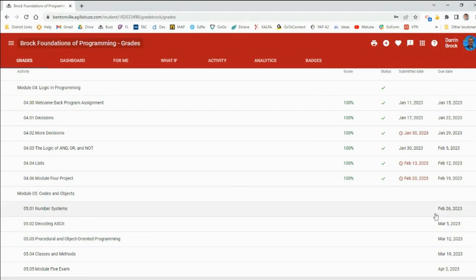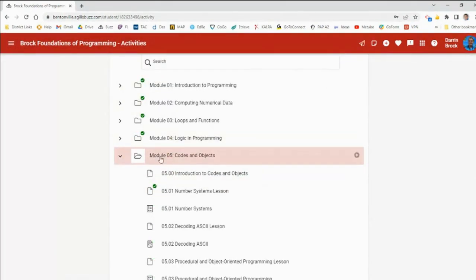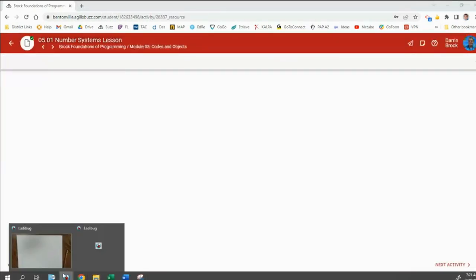But today, February 26th is this coming weekend. So we are working on number systems. We're going to be doing number systems today. So let's take a look at number systems. We're done with Module 4. We're on Module 5, the number systems lesson. Let me just start by talking about number systems first.